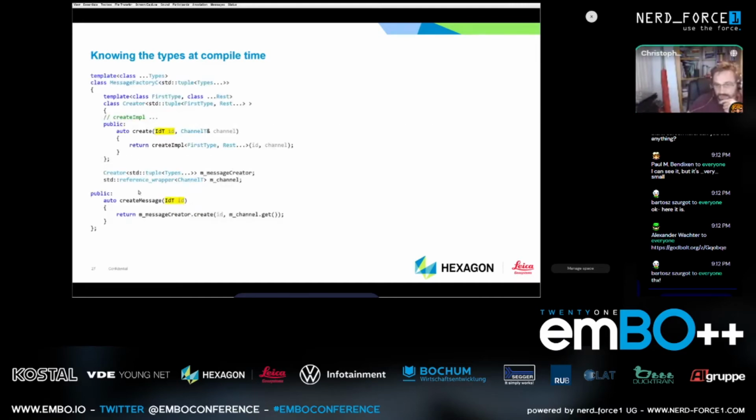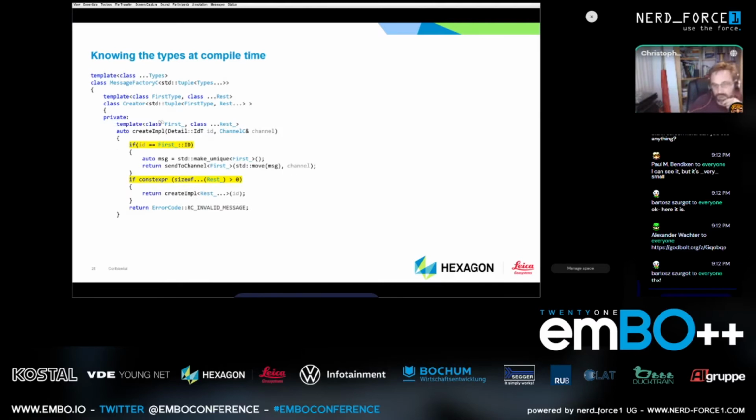We have a public function which will be called by a pre-decoder which decodes the ID, which we encoded before. Then we have an internal creator class which is responsible for actually creating these messages. It gets the ID, it gets a channel, and we have a create implementation where we hand over this tuple. Let's have a look at this create implementation.